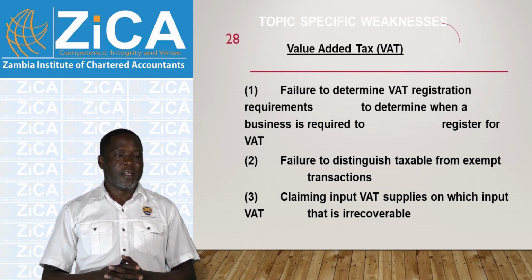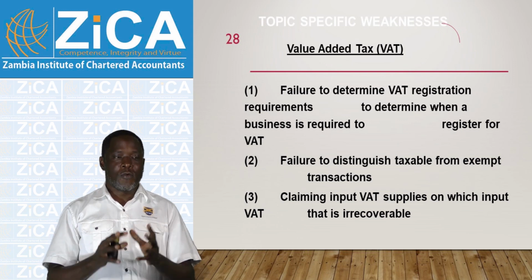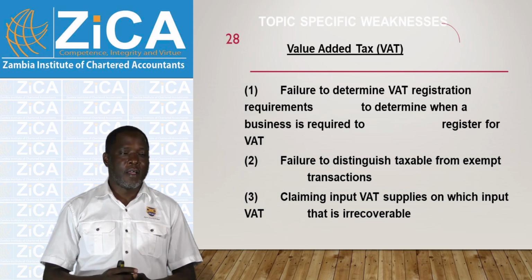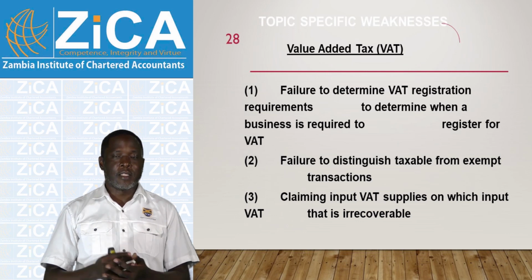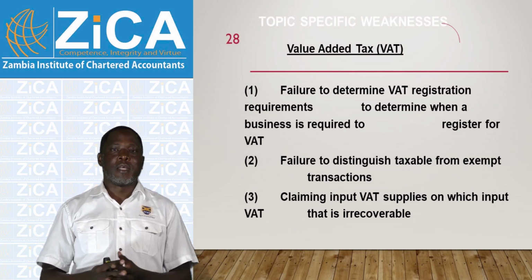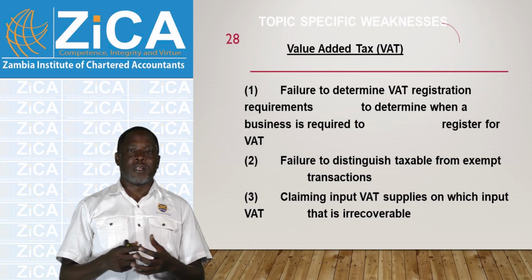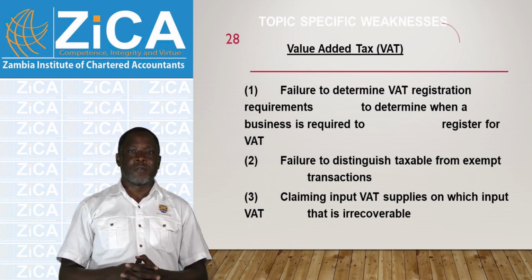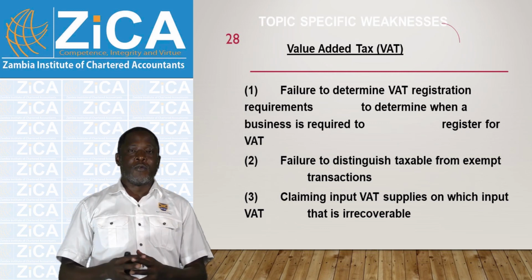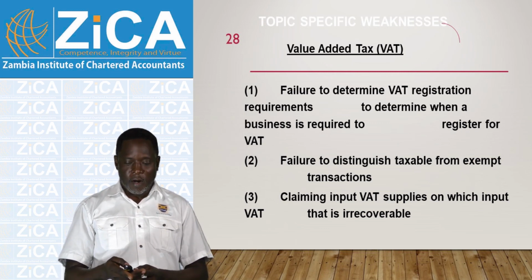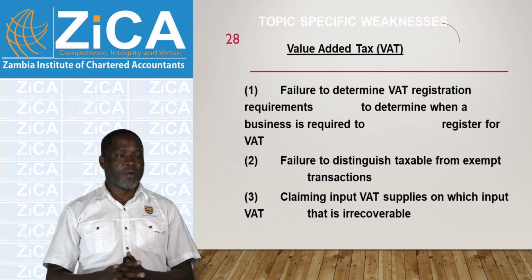Then when it comes to computing input VAT, it is important that you know that some input VAT is irrecoverable. So from the information given in a question, you should be able to identify supplies on which input VAT is recoverable, because that is another area where students make mistakes. They will be busy claiming input VAT on expenditure on which VAT is not recoverable, such as entertainment expenditure, expenditure on the domestic accommodation of directors, and input VAT on motor cars. So it is important that you are able to identify the type of input VAT which is not recoverable.